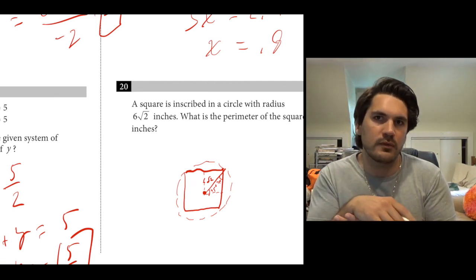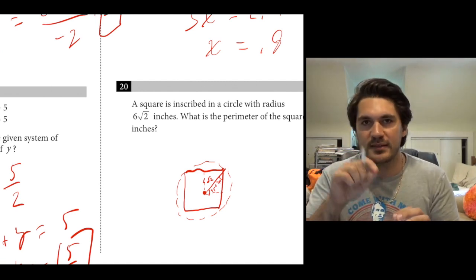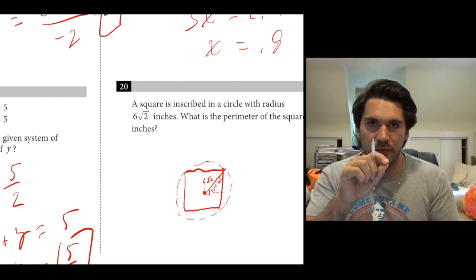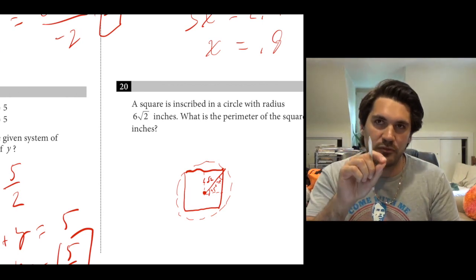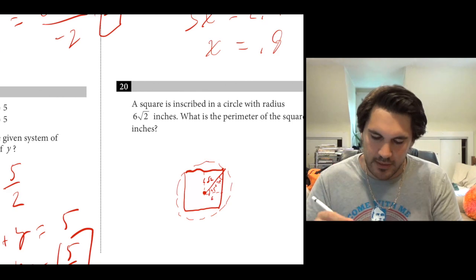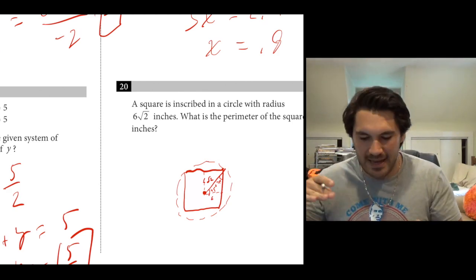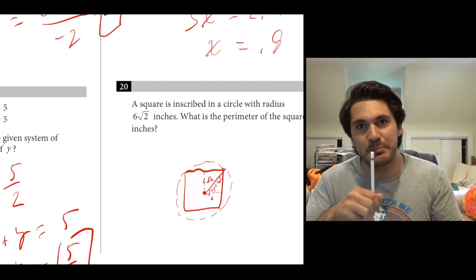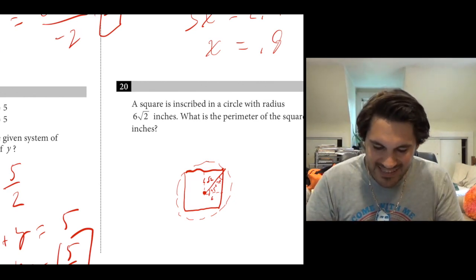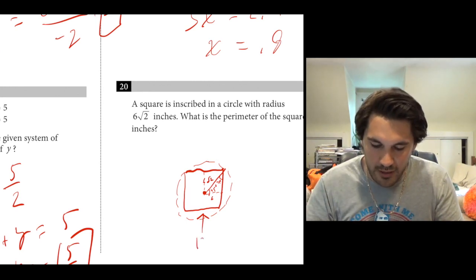And this is from one of the formulas in your reference sheet, actually, because the ratio is x root 2 for a 45, 45, 90 triangle. So if the hypotenuse is 6 root 2, that means this side must be 6. So if that little half side must be 6, that means the total side of the square must be double that. So any side of the square must be 12.